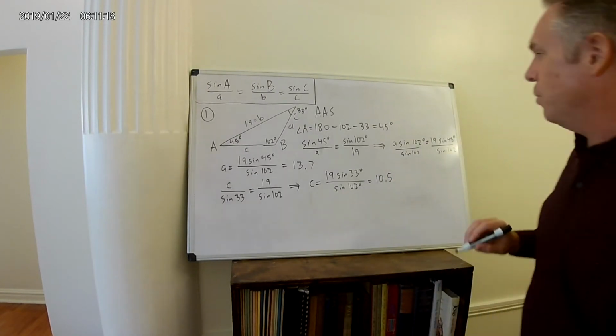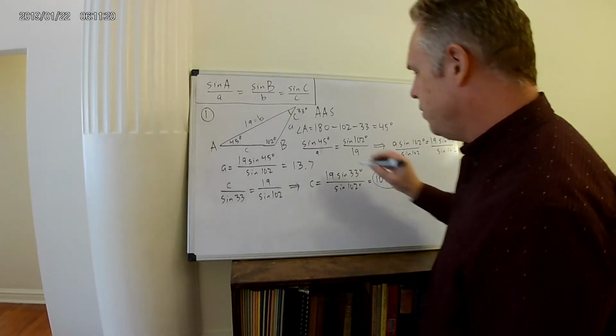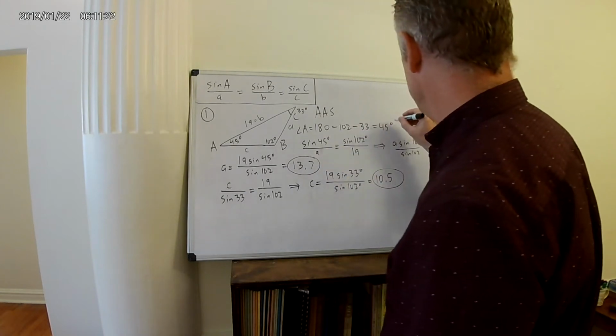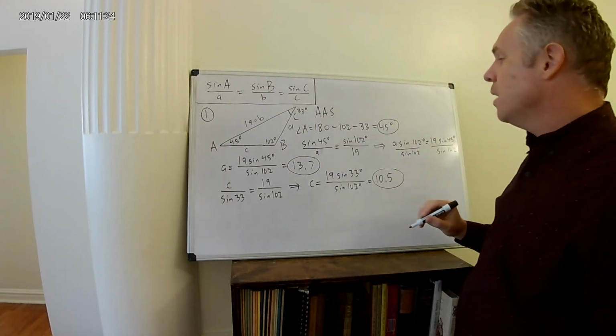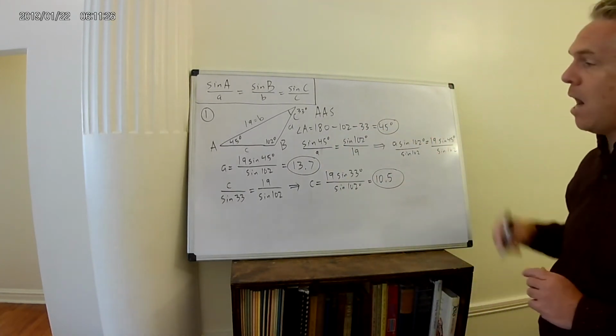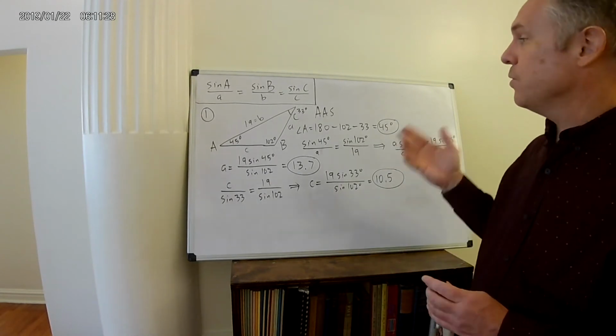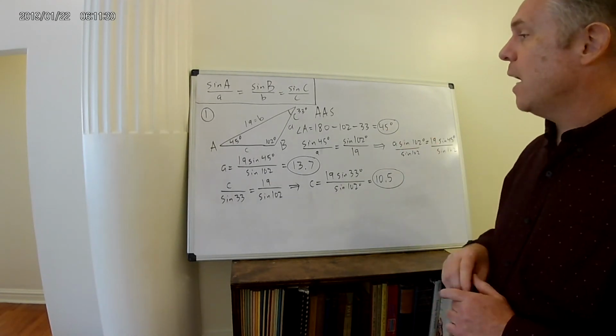Okay, this equals 10.5. So these are my answers. C is 10.5, A is 13.7, angle A is 45 degrees. And now I've solved this triangle because I've found all three sides and all three angles.